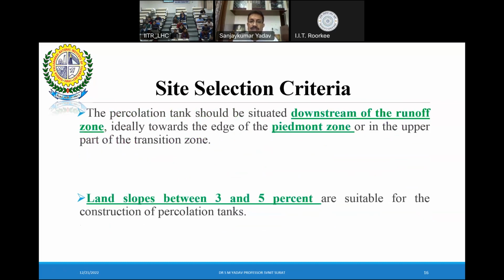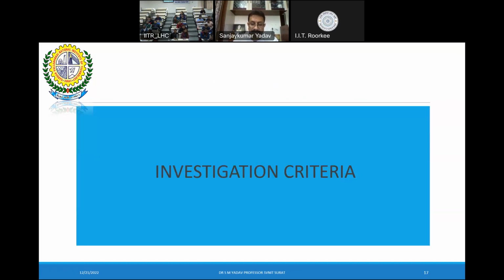The percolation tank should be situated downstream of the runoff zone, ideally towards the edge of the pediment zone or in the upper part of the transition zone. Land slopes between 3 to 5% are suitable for the construction of percolation tanks.